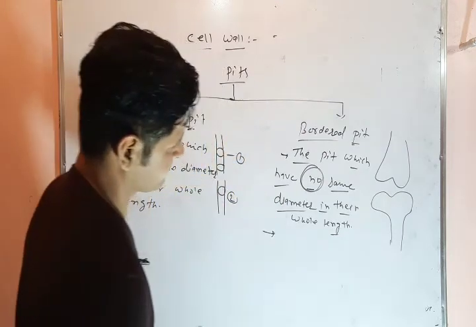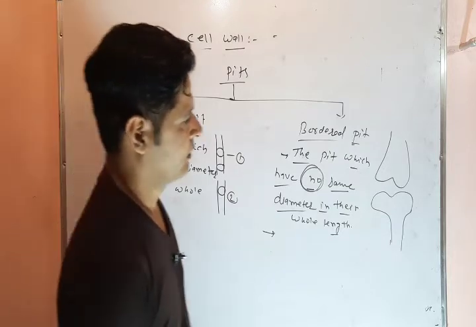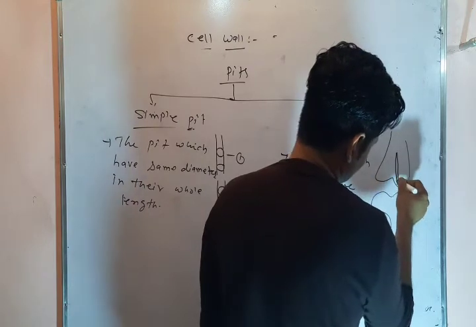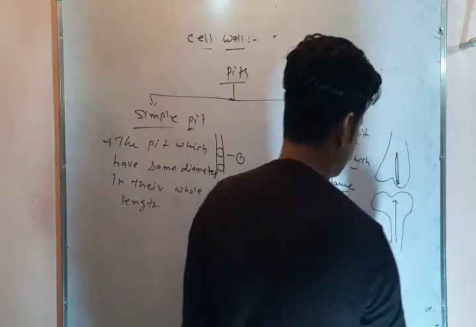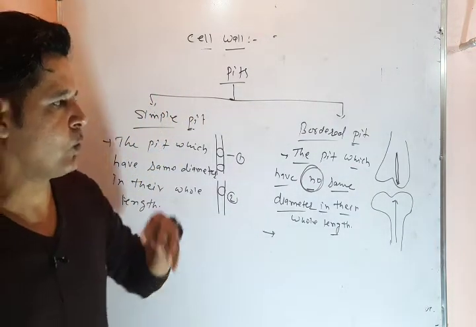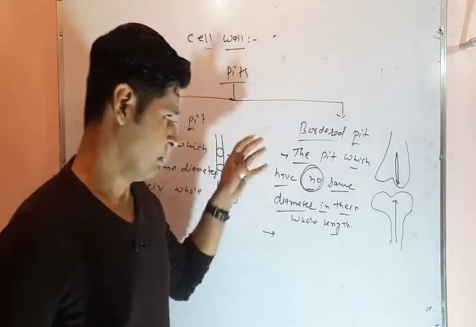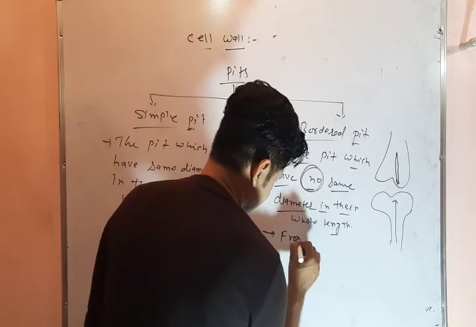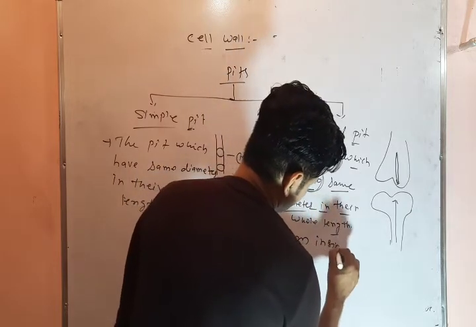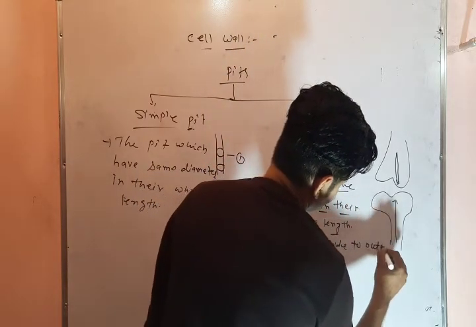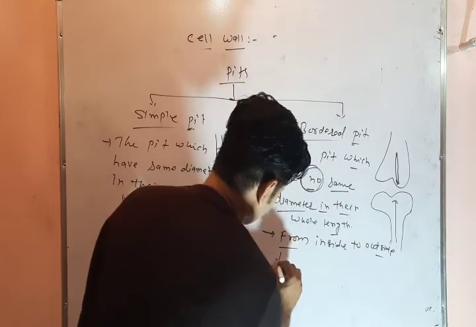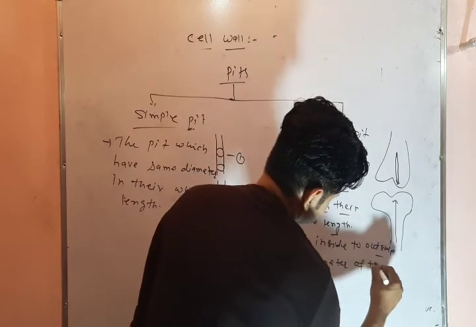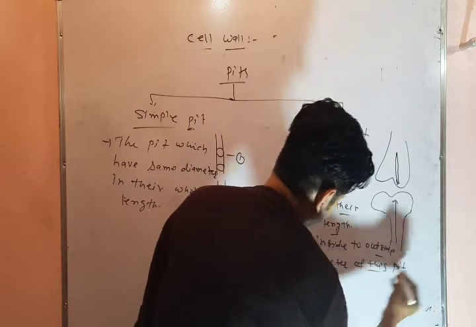Means in this pit, from inside to outside. This is the inside, and this part is the outside. So we can say that from inside to outside the diameter of the bordered pit will be increased. So we can write that from inside to outside the diameter of this pit will be increased.